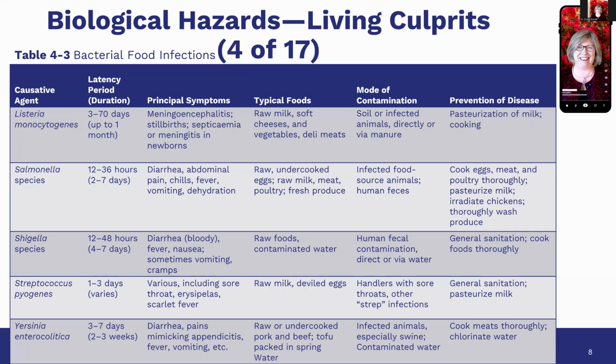And if you look at the mode of contamination, infected food source animals or human feces, you'll see this as a commonality on this table. How would you prevent the disease? You would cook your eggs, meat, and poultry thoroughly and up to the proper temperature, pasteurize milk, irradiate chickens, thoroughly wash produce. Now, a few points here.